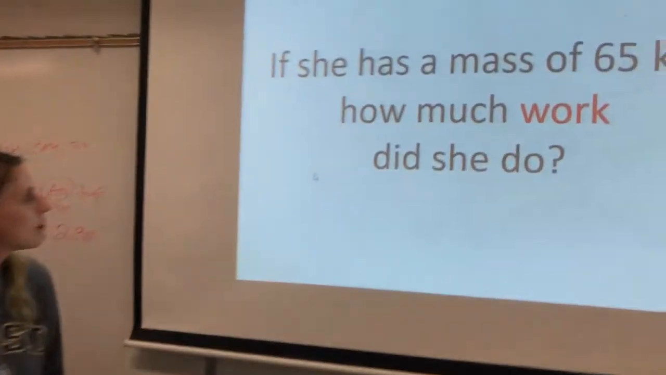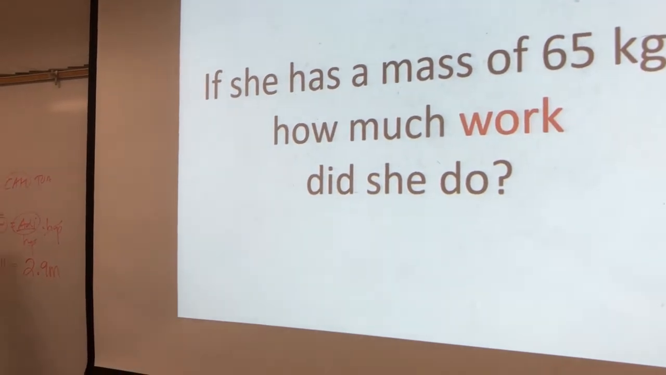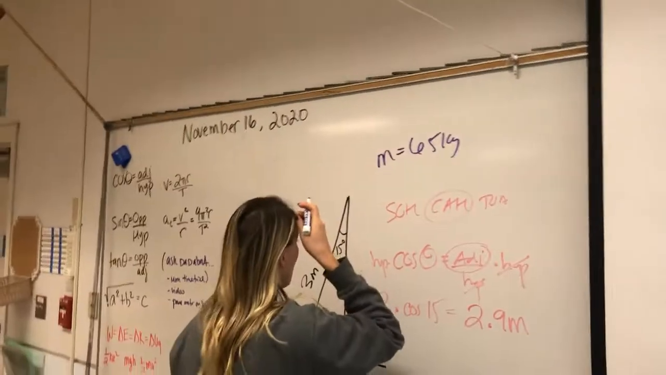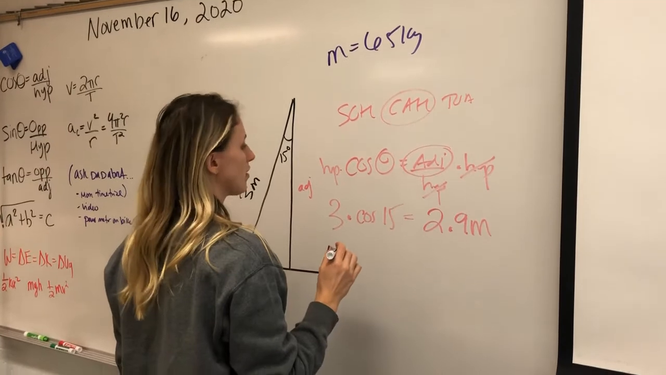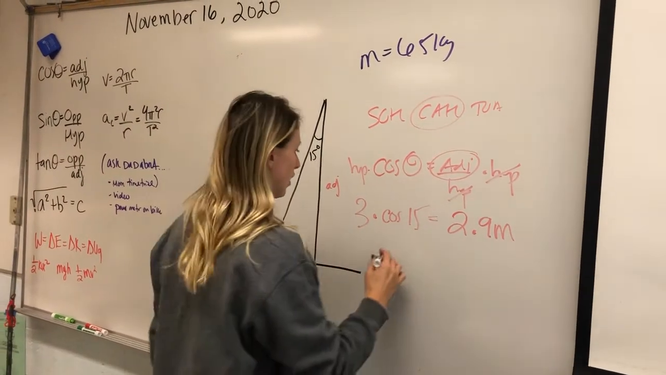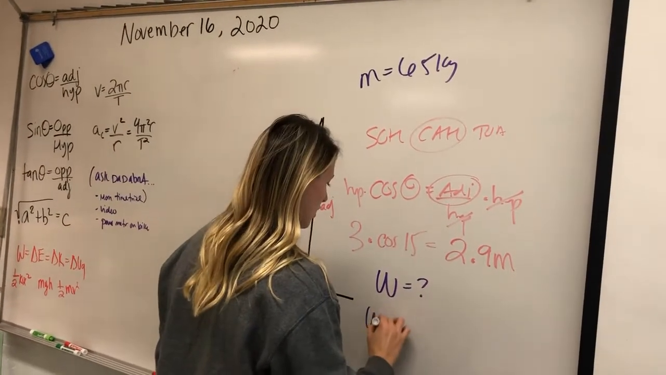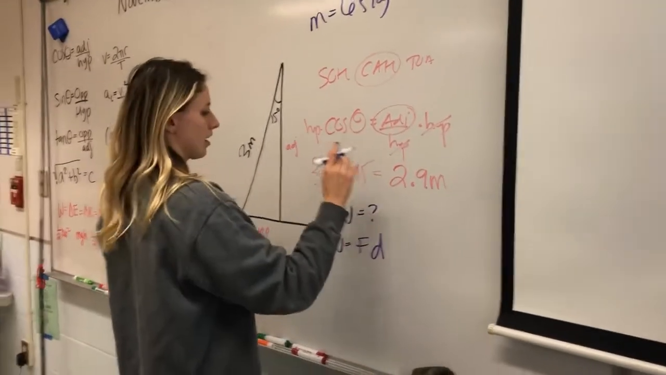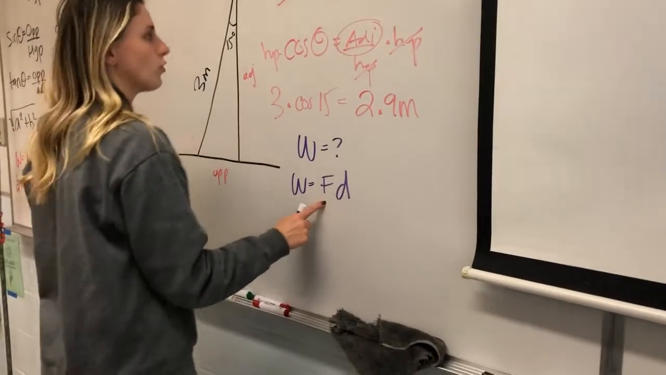If she has a mass of 65 kilograms, how much work did she do? You're doing work against gravity, so you need to know the force of gravity that you're doing work against. That's mass times acceleration due to gravity. It wants to know work, and we know work is force times the displacement in the direction of the force.